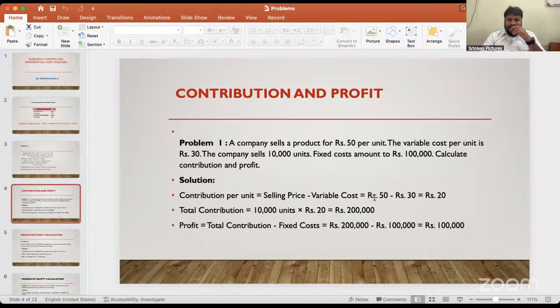This is per unit. If the company sells 10,000 units, 20 into 10,000 gives the total contribution amount. The total contribution is 10,000 units into 20 rupees, that is 2 lakhs. The profit is total contribution minus fixed cost. Total contribution is 2 lakhs, which was calculated before, minus fixed cost, which is already given as 1 lakh. So 2 lakhs minus 1 lakh, 1 lakh is the profit.